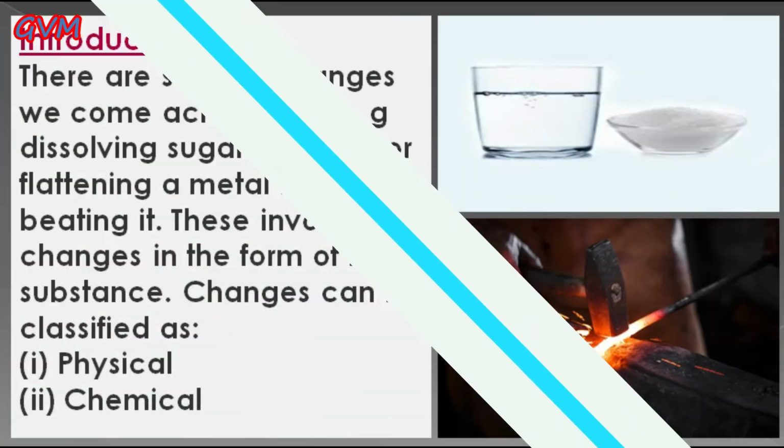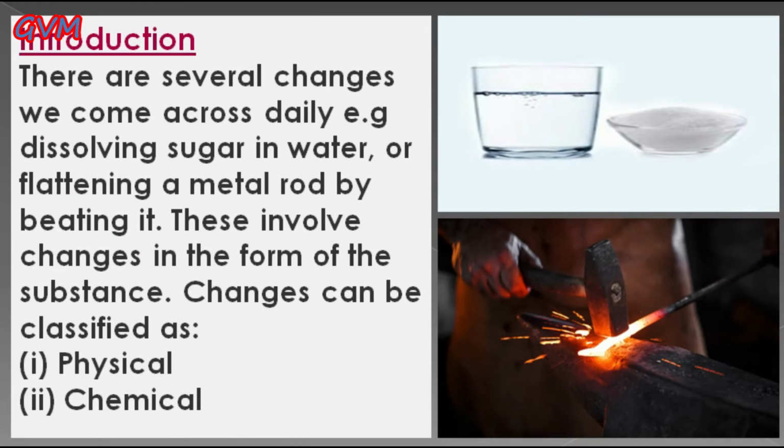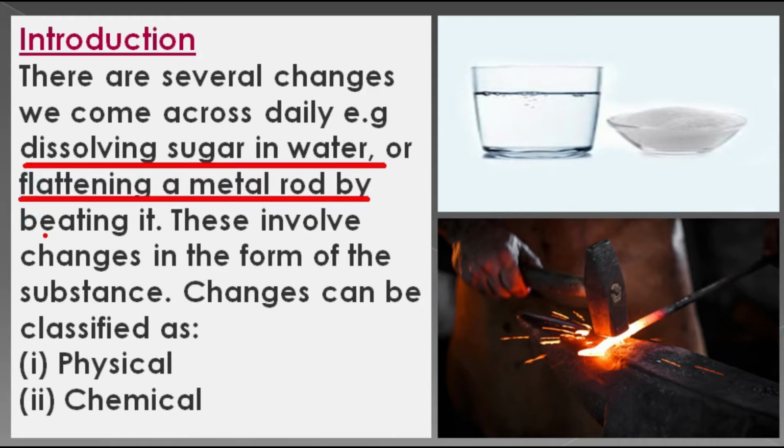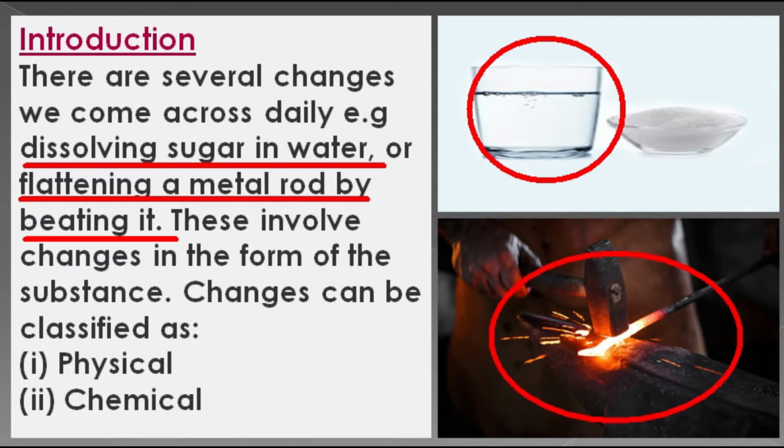So let's start. Students, as I said, in our everyday life we come across many kinds of changes. For example, dissolving sugar in water or flattening a metal rod by beating it. And students, the changes that we come across in our everyday life involve changes in the form of the substances. So on the basis of that, changes are categorized into two main categories, and those are physical changes and chemical changes. Now students, let's discuss each and every type of change elaborately.